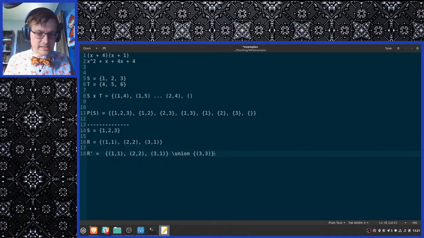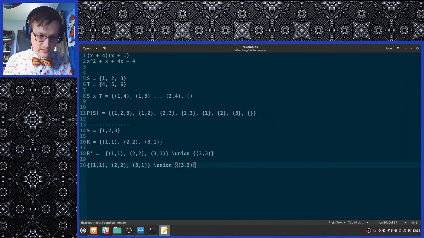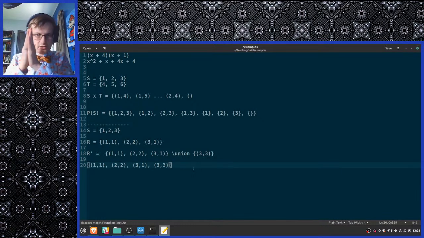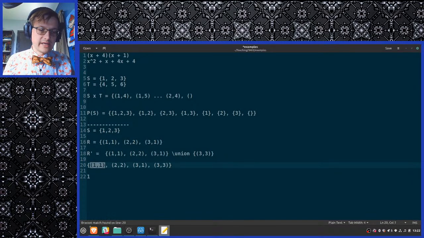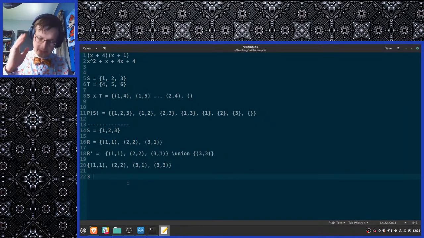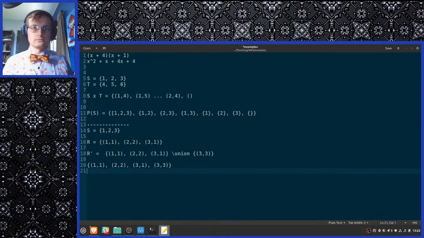So if you take the set, take the union, take this set. Is it reflexive? How about 1? Is 1 R 1 in here? Yes. How about 2? Is 2 R 2 in here? Yes. What about 3? Is 3 R 3 in there? Yes. Then it's reflexive. Period.